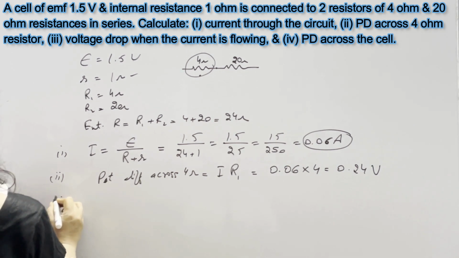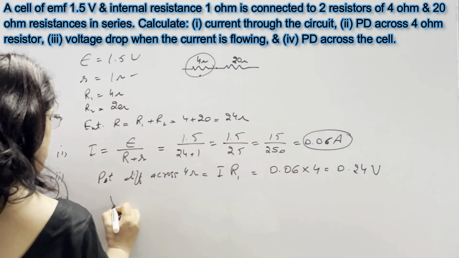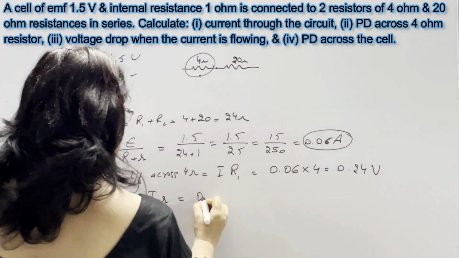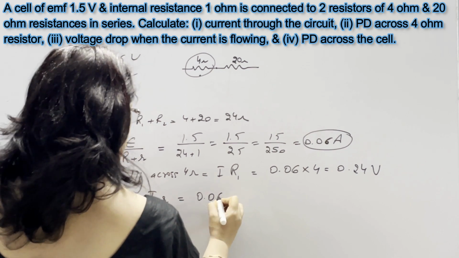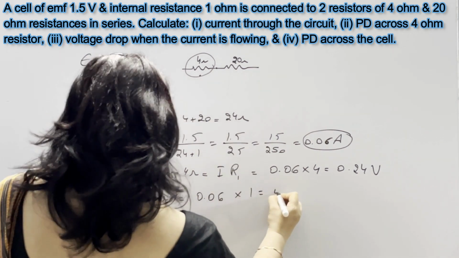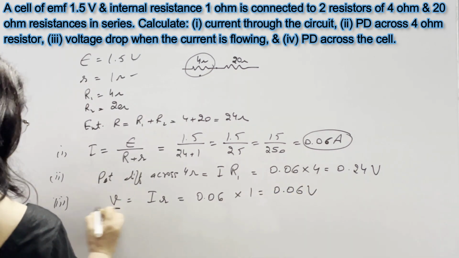In the third part, voltage drop. For voltage drop, small v is I into small r. Current we have just calculated as 0.06 ampere, and the internal resistance given is 1. So it means 0.06 volt is the voltage drop, small v.